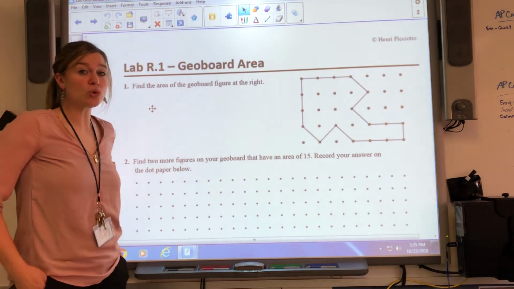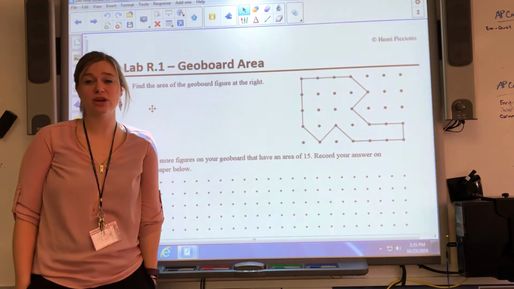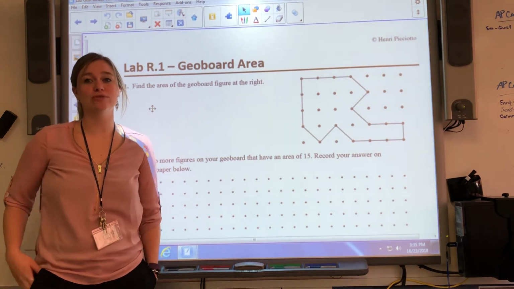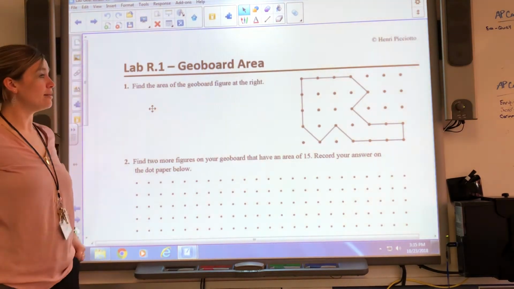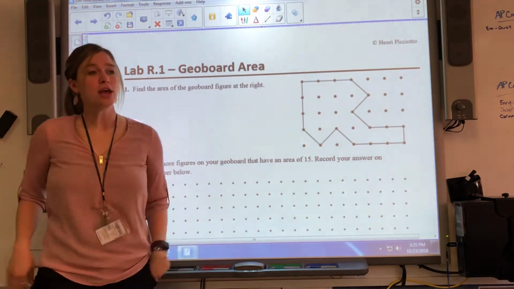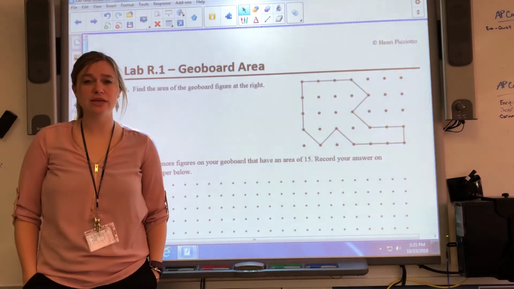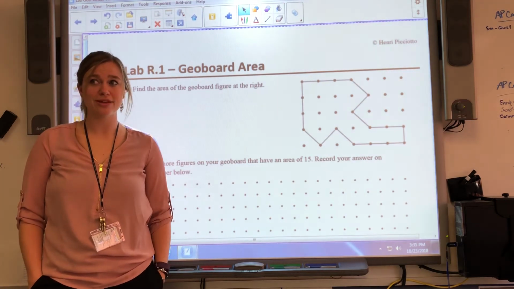Okay, so in Lab R.1, last time when I was gone, lots of people didn't do them. This was a pretty big grade and a lot of people didn't get credit for it, so I want to make sure that you do. So this Lab R.1 geoboard area, make sure that you go over there because right now it is going to be on the windowsill. Get yours for your team. Okay, go.